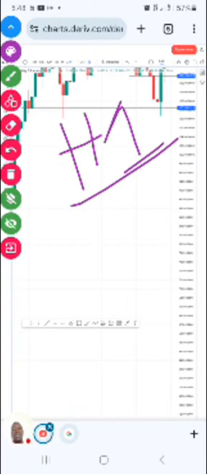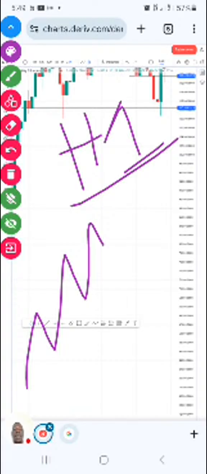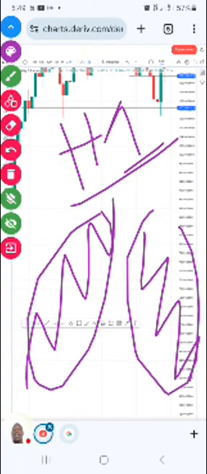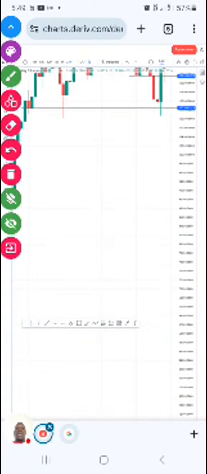So when you reach H1, you have to identify the higher highs and higher lows, or find the lower lows and lower highs. Those are the two things you have to identify in H1. After identifying those two things in H1, we dive into the lower time frame.